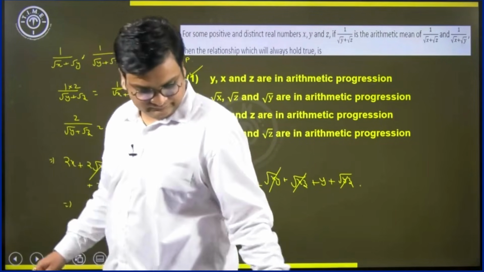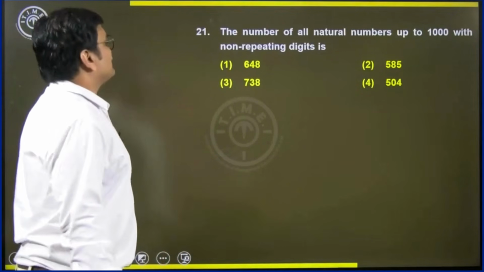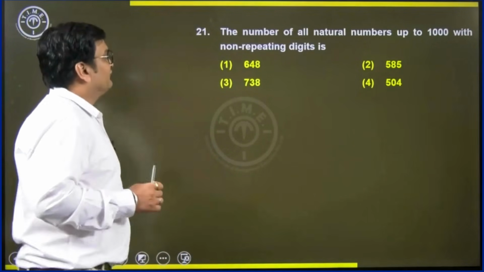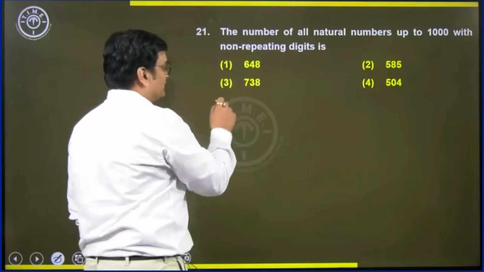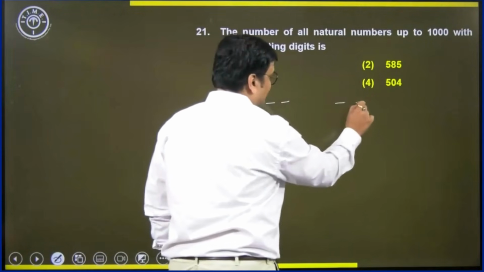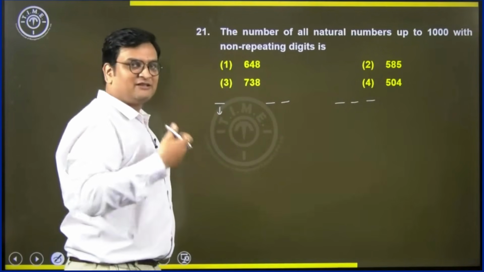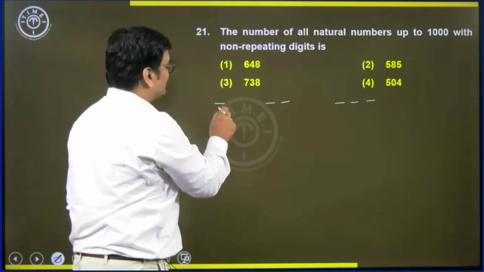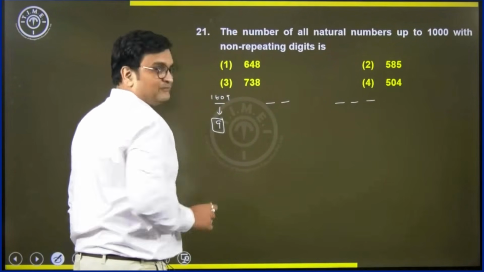Moving on. The number of all natural numbers up to 1000 with non-repeating digits. So we don't want the digits to repeat, and up to thousand we can have single digit numbers, 2-digit numbers, and 3-digit numbers. So how many single digit numbers are there without repetition of digits? All of them. So since we want only natural numbers, we will write 1 to 9. So there are 9 such numbers.